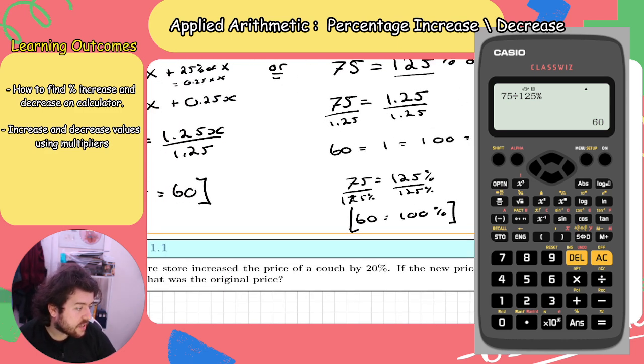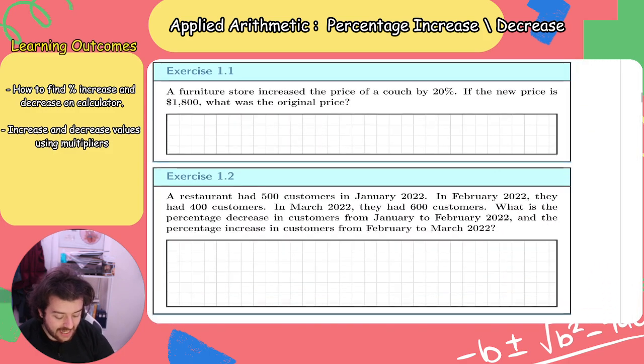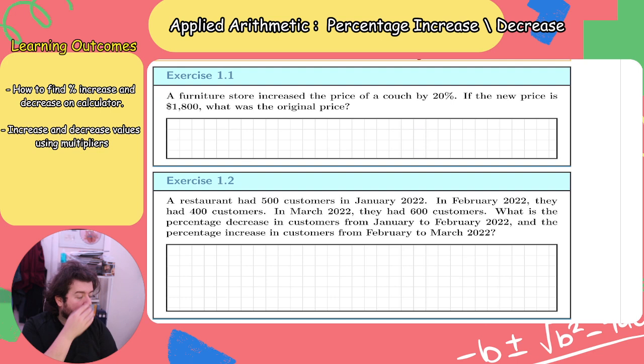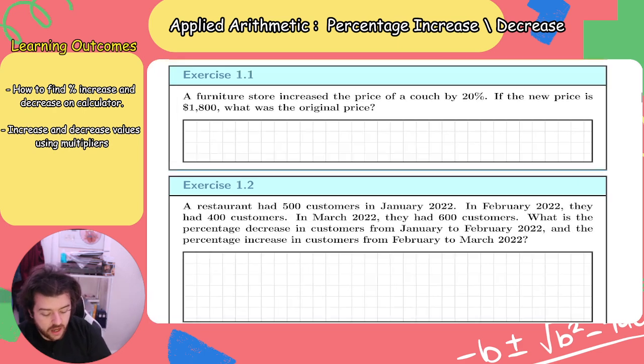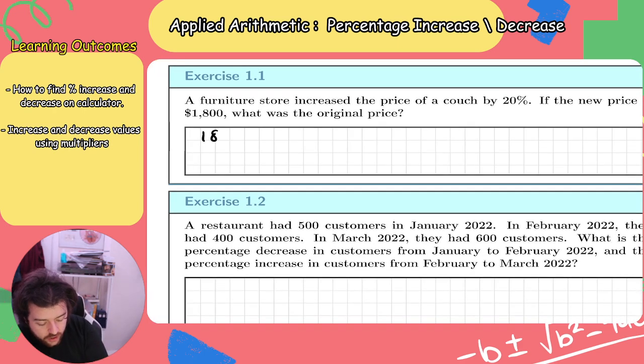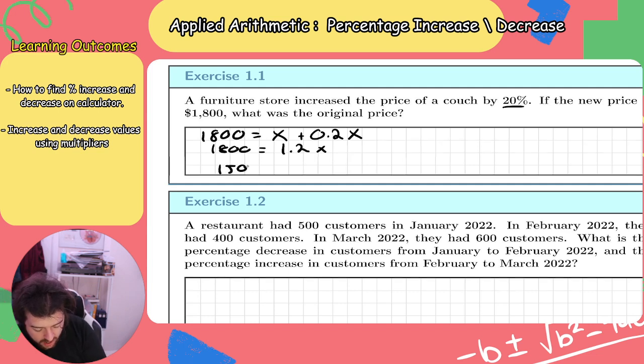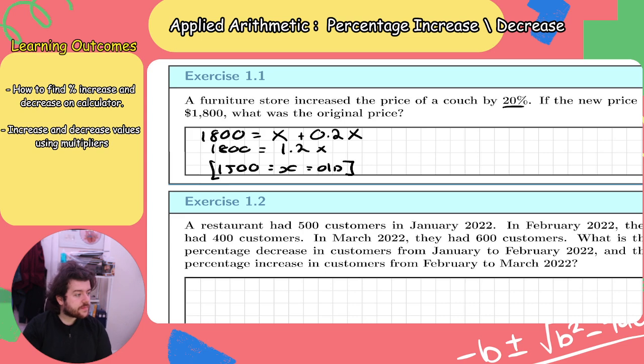Now we're going to look at some questions you could be asked in an exam. So exercise 1.1 here. A furniture store increased the price of a couch by 20%. If the new price is 1,800, what is the original price? Again, we can do it algebraically here. The new price is 1,800. It increased by 20%, so my original price X is increased by plus 0.2x. So 1,800 is equal to 1.2x. Divide both sides by 1.2. My old price is going to be equal to 1,500. Bada boom, bada bing.